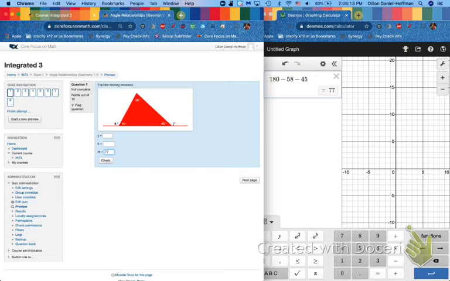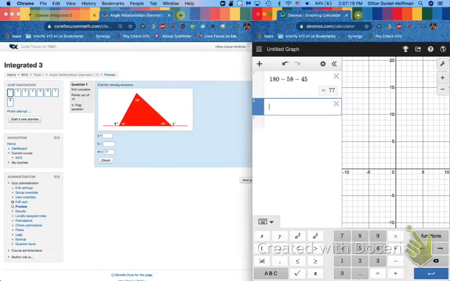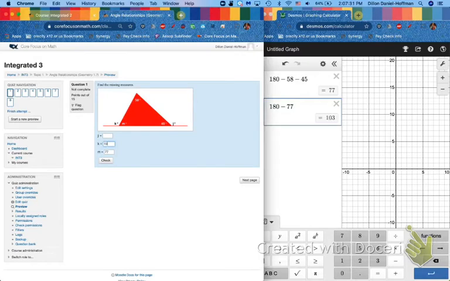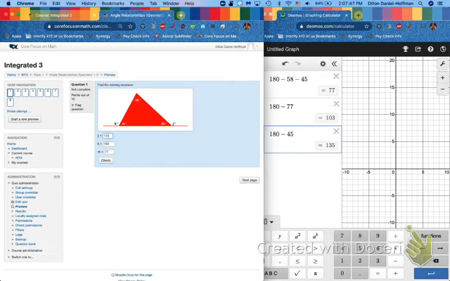So I'm going to exit out of this and go to my calculator here. You can start with 180, and if I want to get K, I do 180 minus M. Well, M is 77, so 180 minus 77. That means K is 103. Similarly, I can get J by doing 180 minus 45. But I will also show you the other way.